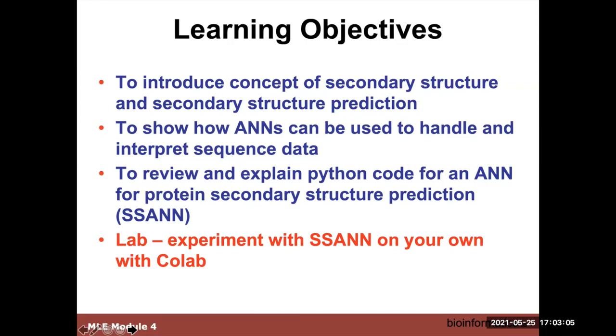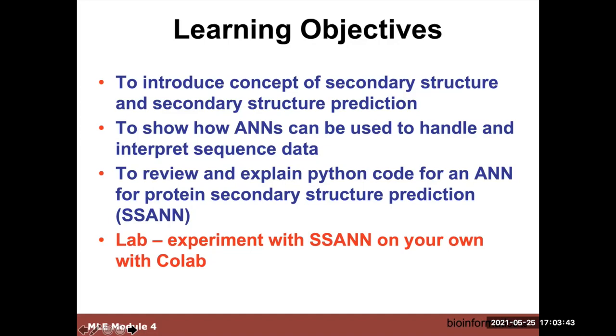And then I'll show you how neural networks can be used to handle and interpret sequence data. So the key thing here is we're looking at sequences. And a lot of what you have to do with machine learning, especially with neural nets, is to figure out how to recode or encode your data so that it's more compatible with a neural net input. And some of it's thinking about it in a novel way or restructuring it or reformatting it. So this is, I think, maybe the main take-home lesson for this particular module.